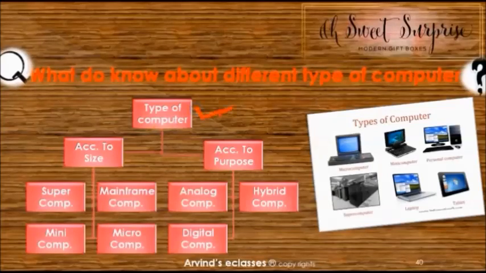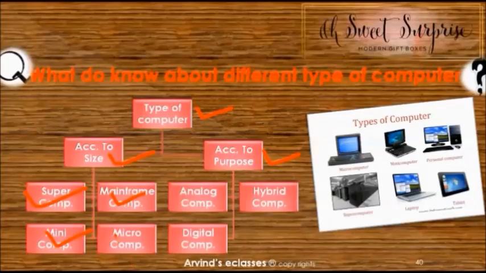Computer types. Computers can be defined in 2 categories. First one is according to their size. Second is according to their purpose. According to size, the supercomputer is the biggest computer. Not only the biggest, it is even the fastest and most accurate computer in this world. And India has made its first supercomputer, and that was called Param. And the second category is mainframe computers and minicomputers. Mainframe computers and minicomputers are used by big companies, big organizations and big universities.